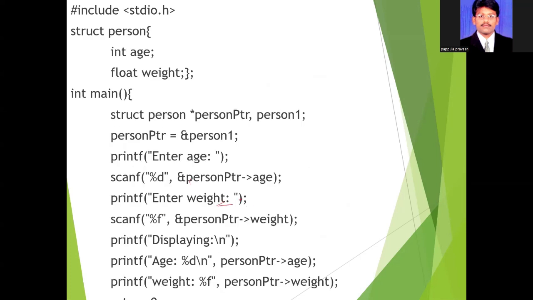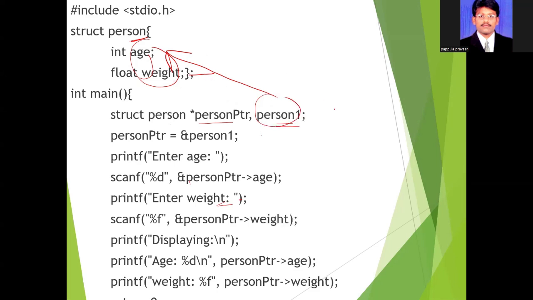The person is the structure. How many variables do we have? Two variables: age and weight. Now we declare the pointer variable and the structure variable. The structure variable holds the information about these two variables. How much memory is allotted for this person? 4 bytes plus 4 bytes, so 8 bytes of memory is allotted for the person.